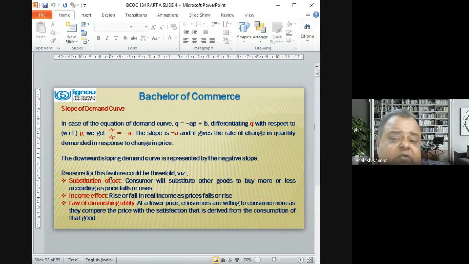Reason for this further could be threefold. First one, substitution effect. Consumers will substitute other goods to buy more or less according as price falls or rises. Understood? Income effect. Rise or fall in real income as price falls or rises. The third one is law of diminishing utility. That is, at a lower price, consumers are willing to consume more as they compare the price with the satisfaction that is derived from the consumption of that good.